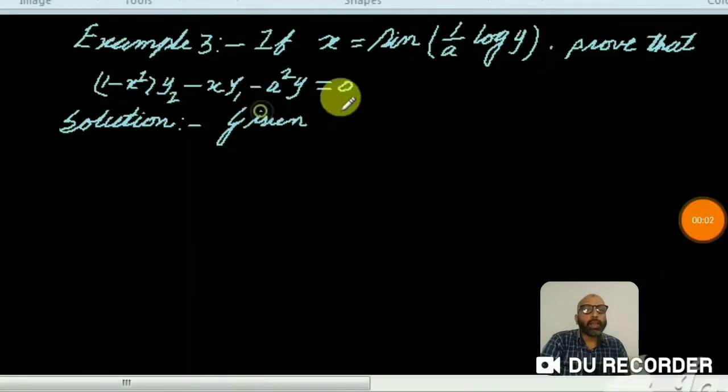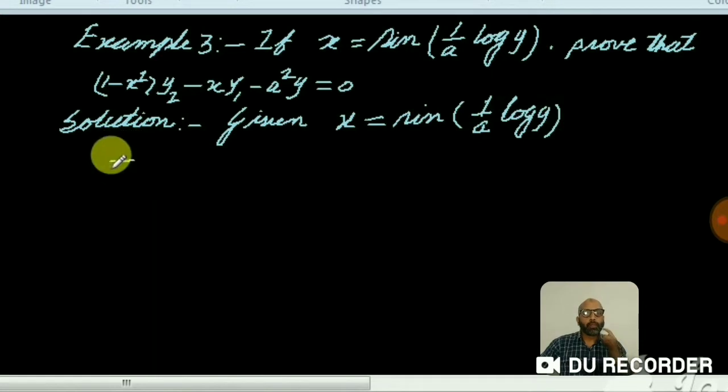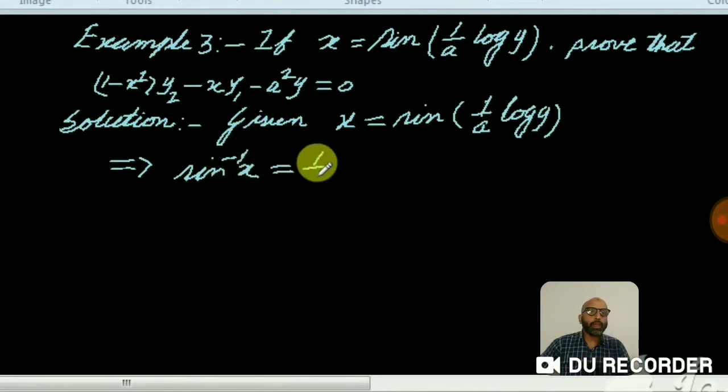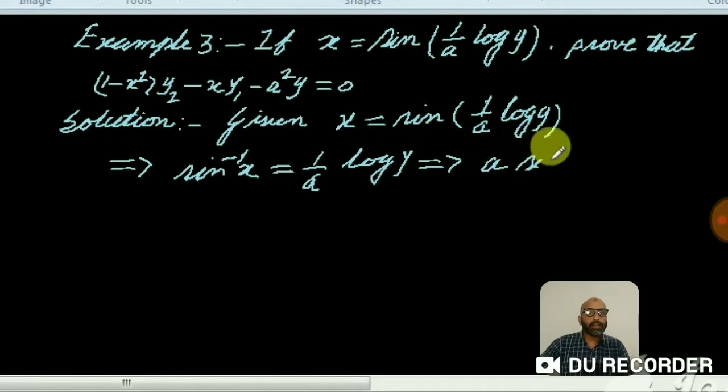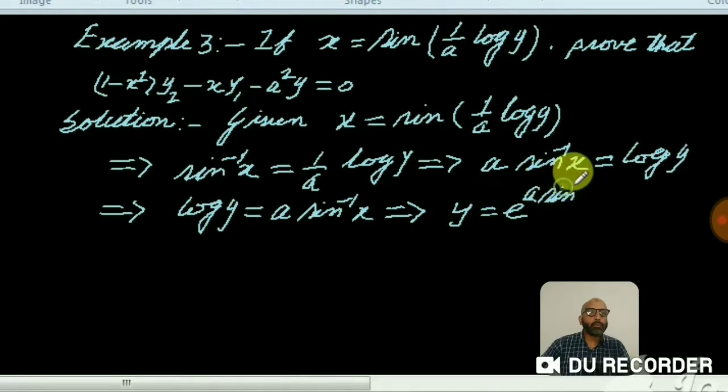Now example 3: if x is equal to sine of (1 upon a) log y, prove that (1 minus x square) y2 minus x y1 minus a square y is equal to 0. So given x is equal to sine of (1 upon a) log y, it implies that transposing sine to left hand side, we get sine inverse x is equal to 1 upon a log y. So it implies that a sine inverse x is equal to log y, which may also be written as log y is equal to a sine inverse x. It implies that y is equal to e raised to the power a sine inverse x. Let it be equation number 1.